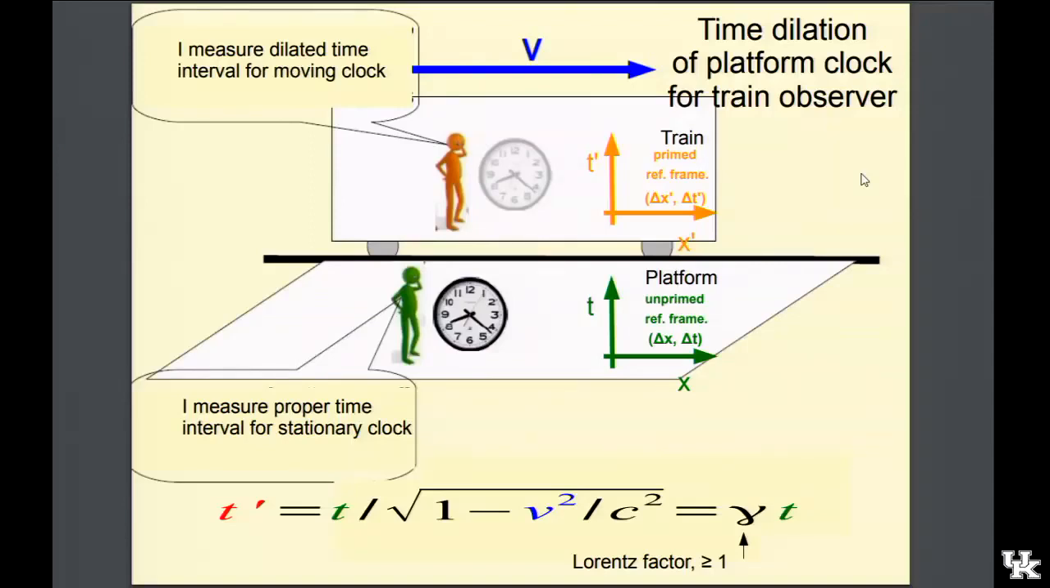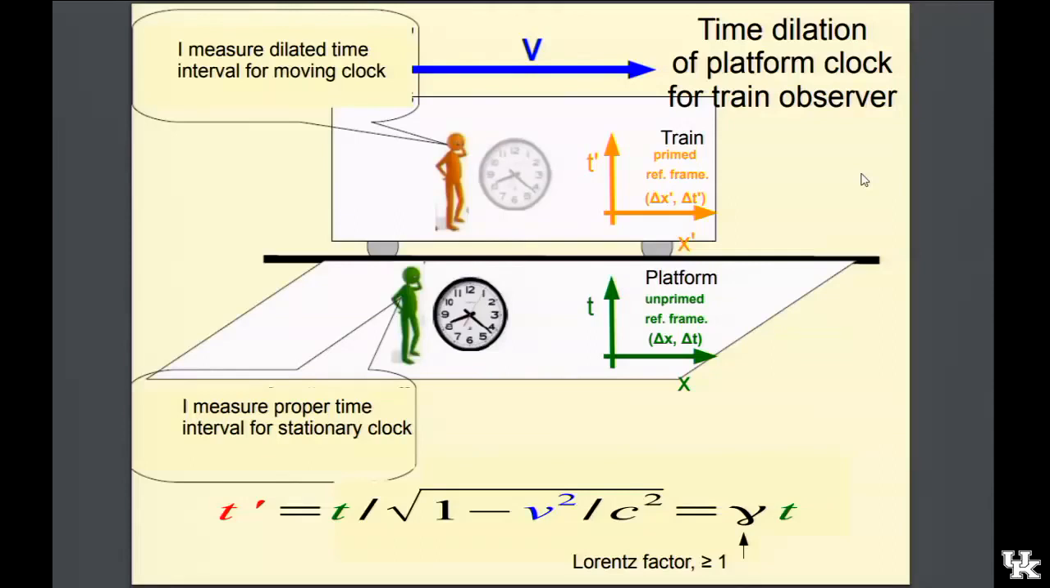And 1 minus v squared over c squared will be, to some extent, smaller than 1, unless there's no motion. And so if this number in the denominator is smaller than 1, that makes the time interval t prime longer than this time t. So that's the time dilation. This is the stretching of the time by this factor here.